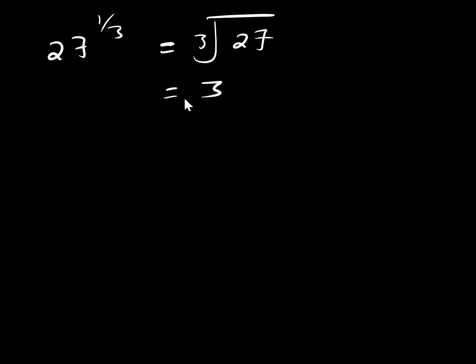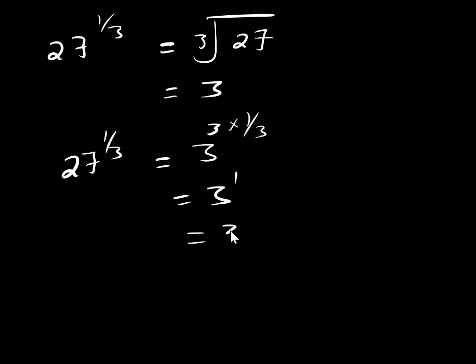Or you can do this method: 27 raised to 1 over 3 can be given as, you write 27 in terms of a base in index form. You know that 27 is 3 raised to power 3. Remember, we have another power here, times 1 over 3. You can see 3 by 3, 1, and therefore it will be 3 raised to power 1. Therefore, the answer is 3.